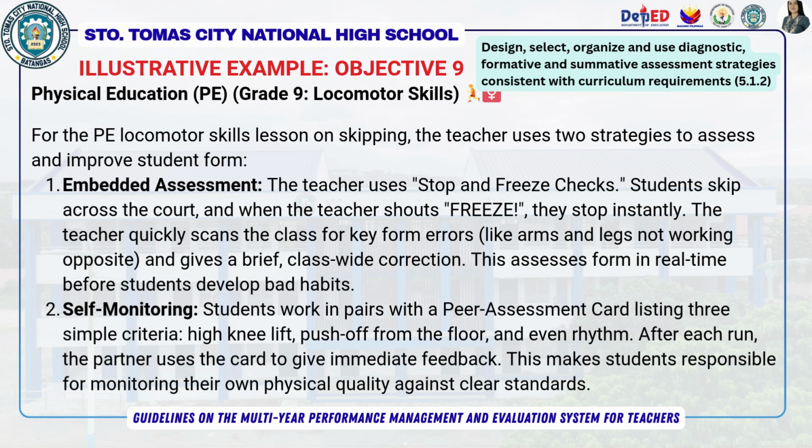For Objective 9, PE, locomotor skills, the goal is to assess and improve skipping form. Embedded assessment: the teacher uses stop and freeze checks. Students stop instantly, allowing the teacher to quickly scan and give a brief class-wide correction on form. Example, opposite arm and leg movement in real time. For the self-monitoring, students work in pairs with a peer assessment card listing 3 criteria. Example: high knee lift, push off, and rhythm. The partner uses the card to give immediate feedback.